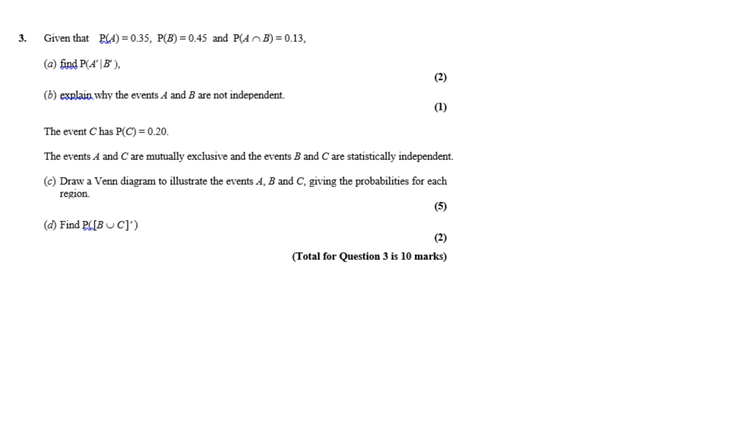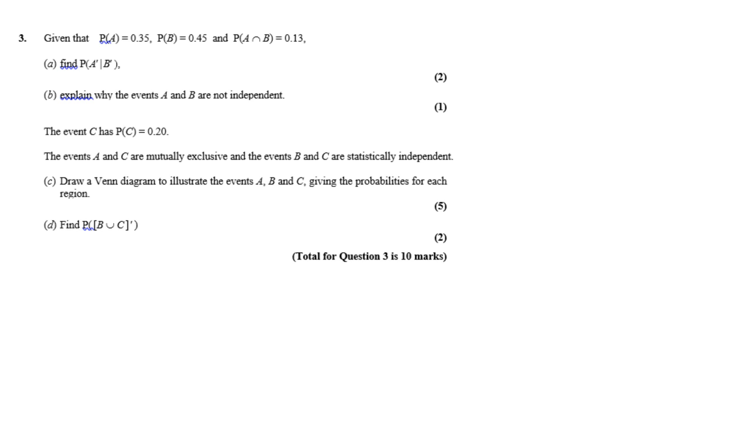Hi, welcome back. We're going to try question 3 next. Okay, we're given some information about A and B and their probabilities. We're asked to find the probability of not A given not B. In this case, it's really important to go back to the basics.